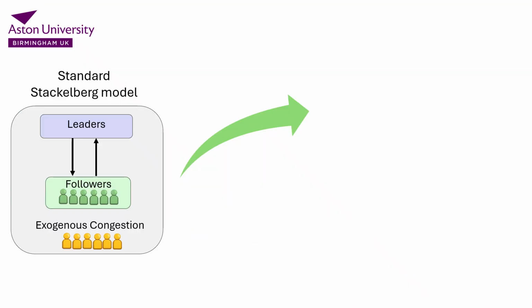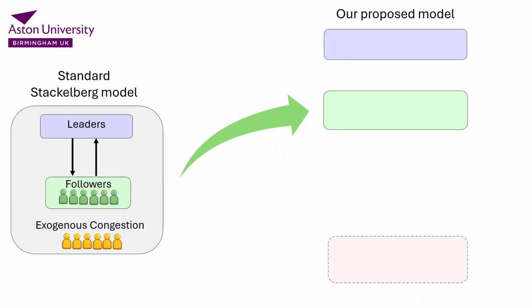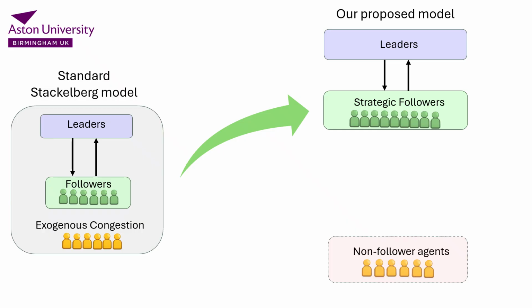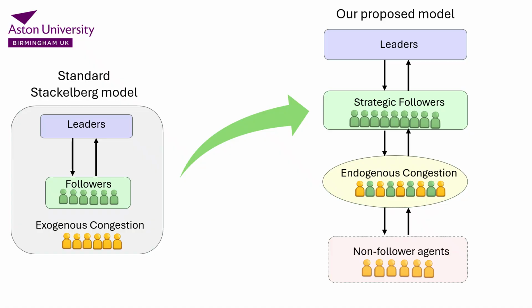To address this, we introduce a hierarchical Stackelberg framework with three interacting components. First, leaders, who make strategic decisions with different decision horizons and action sets. Second, strategic followers, who participate in market competition and adjust their choices under congestion and leadership actions. And third, non-follower agents, who both shape and respond to congestion without participating in market competition.